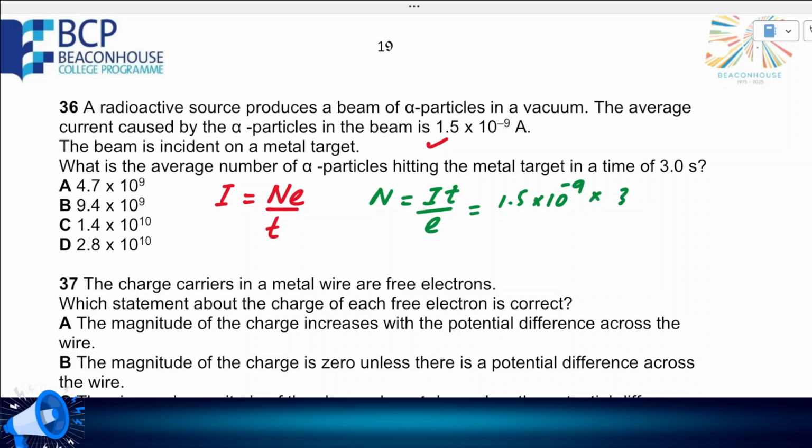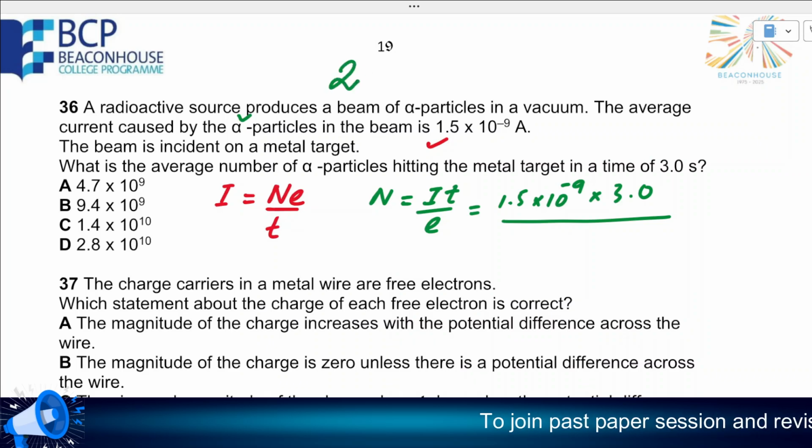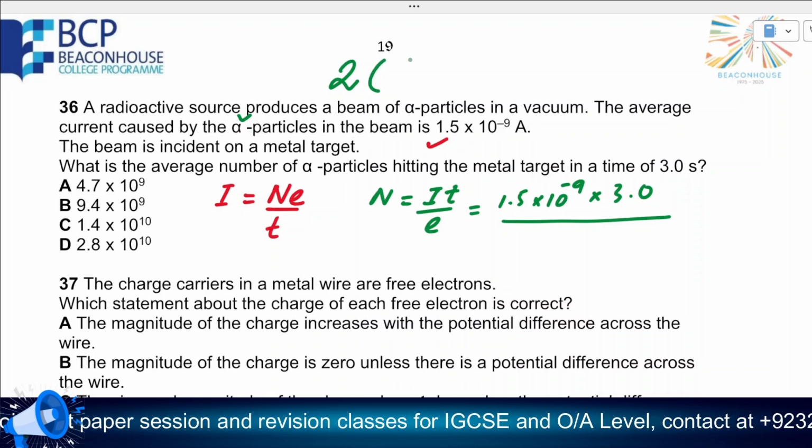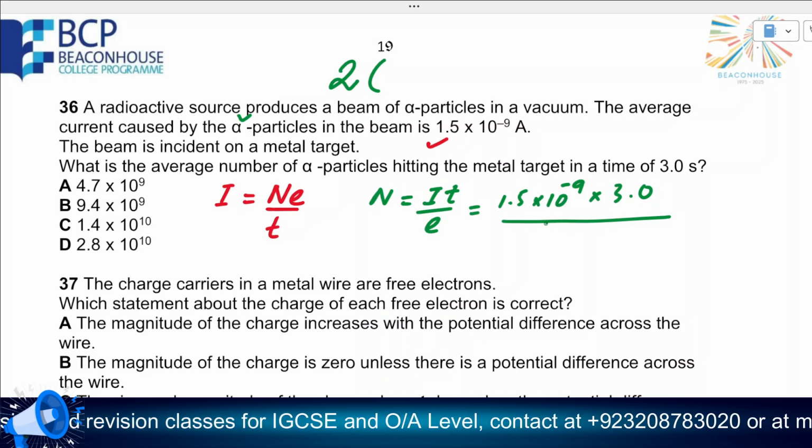Time is 3.0 seconds. Divided by the value of charge. In this case, it has to be the charge of the alpha particles, not the charge of the electron. Now, what is the charge of the alpha particles? 2 times the charge of the proton, because it has 2 protons.